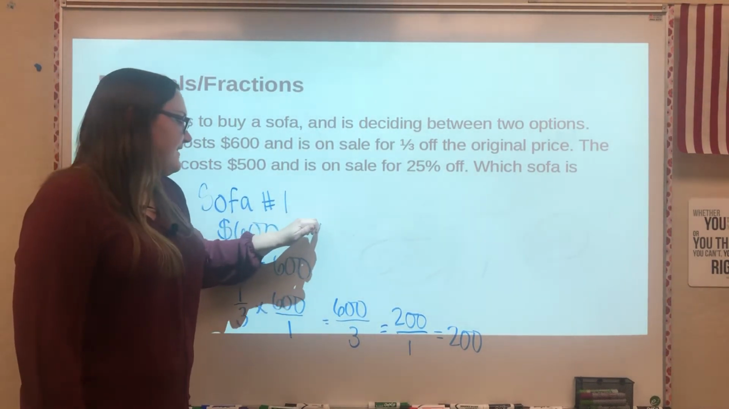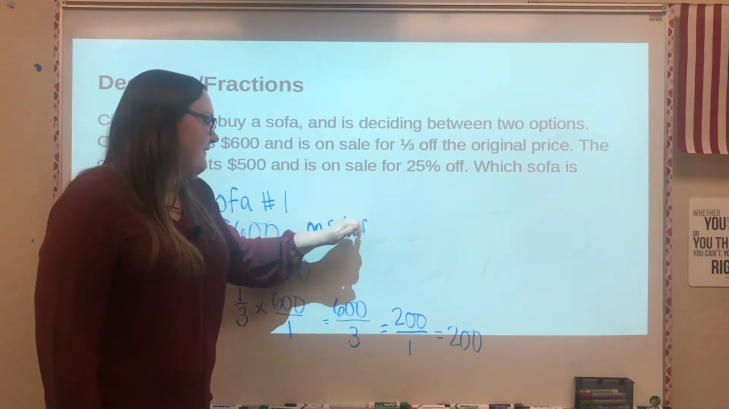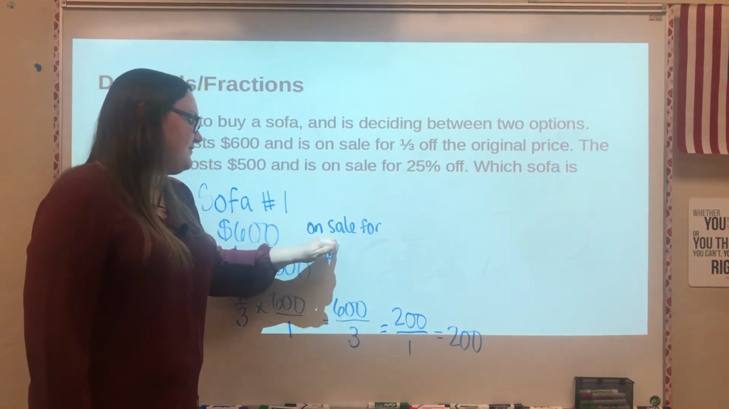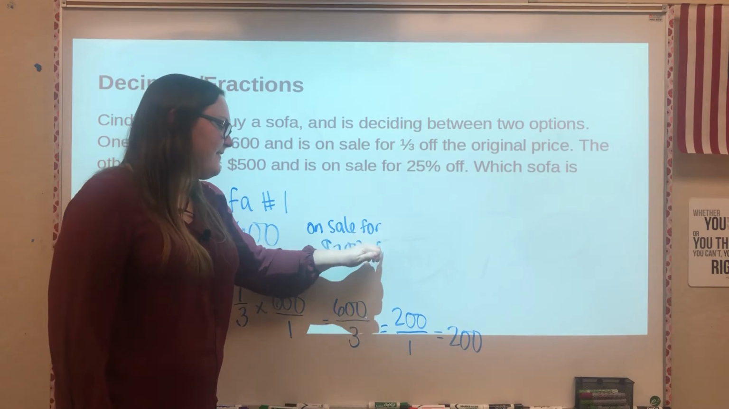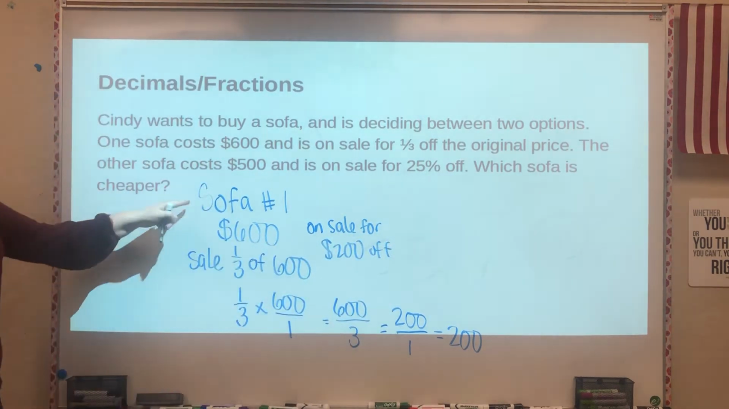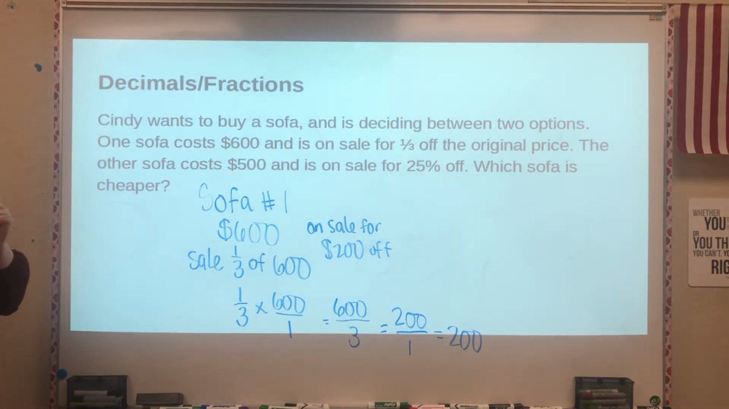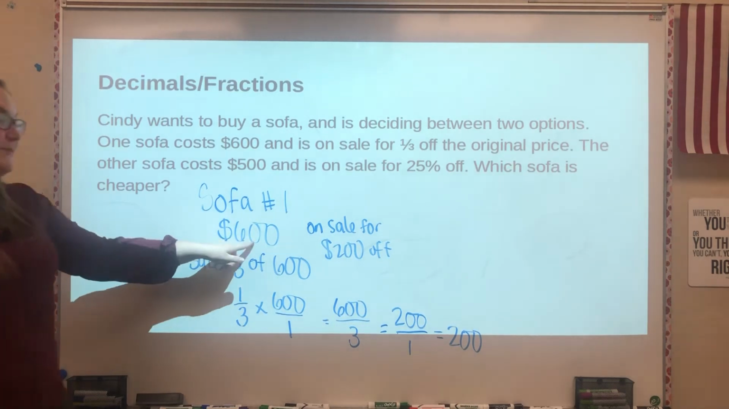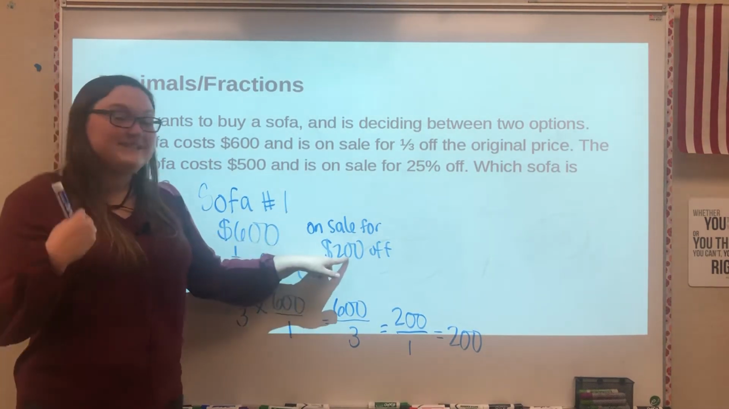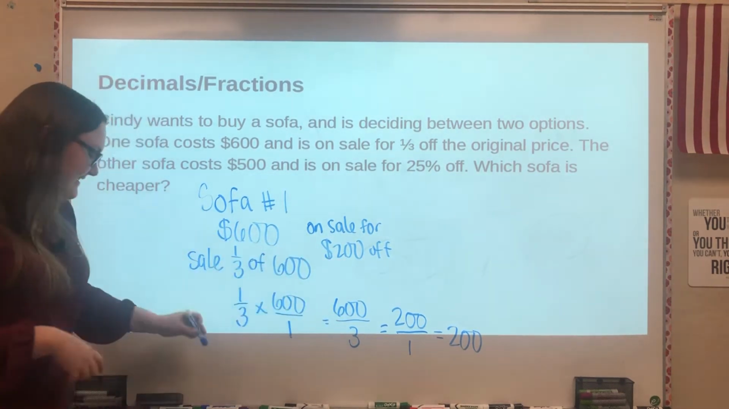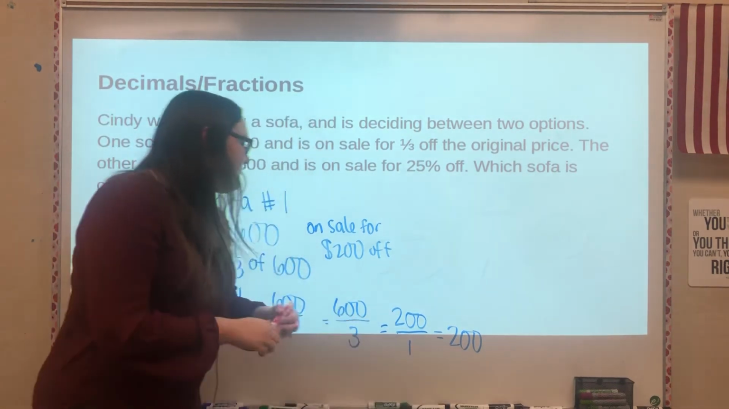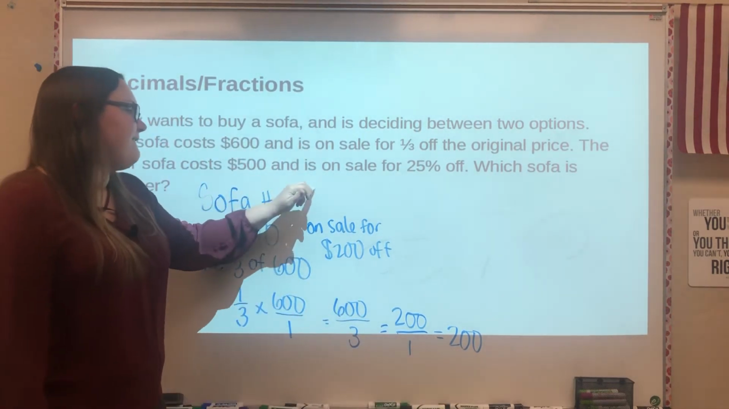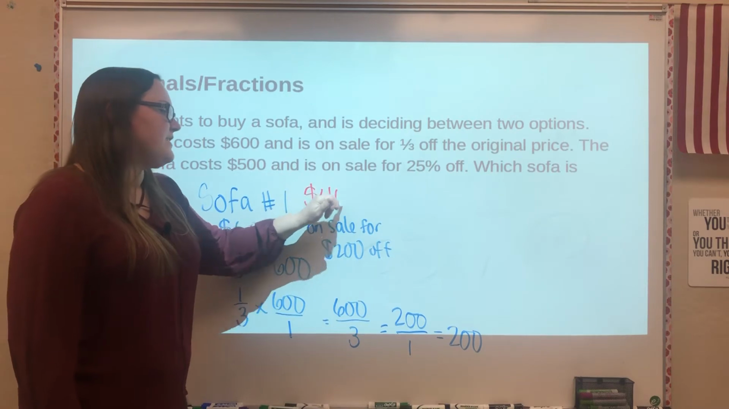So I'm going to write that down. On sale for $200 off. That tells us this first sofa here, if it's on sale for $200 off, well, the original price is $600. I'm going to take away the sale price, and that leaves us with this first one costs a total of $400.